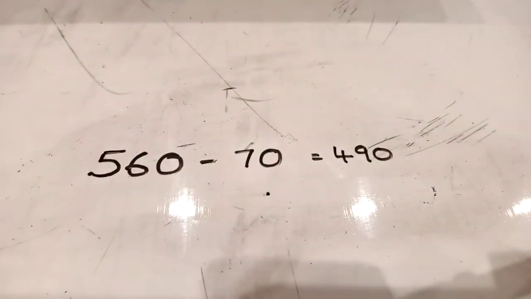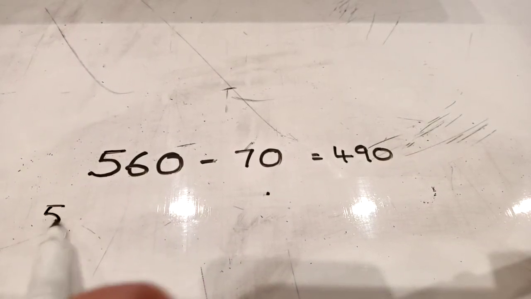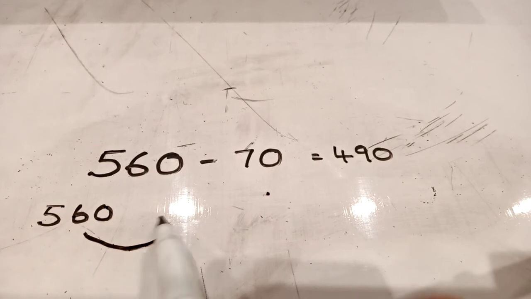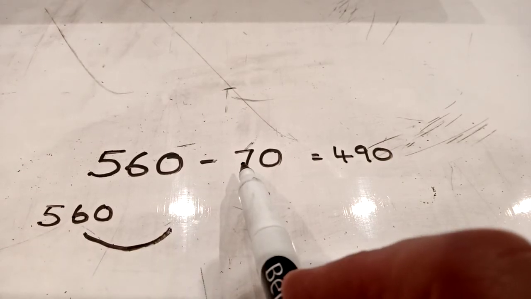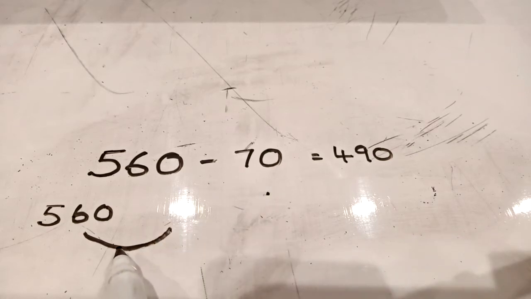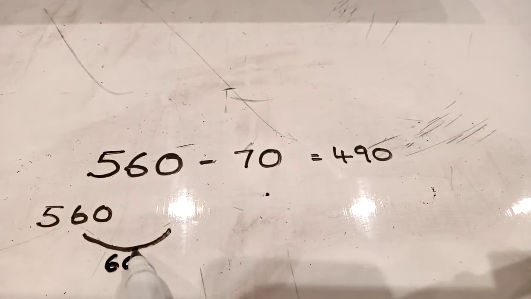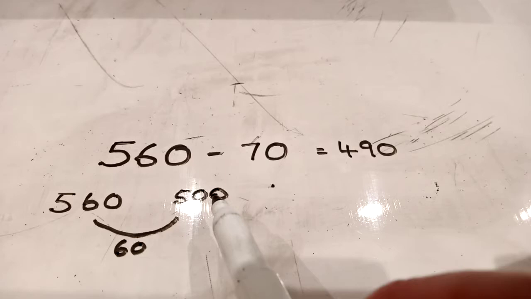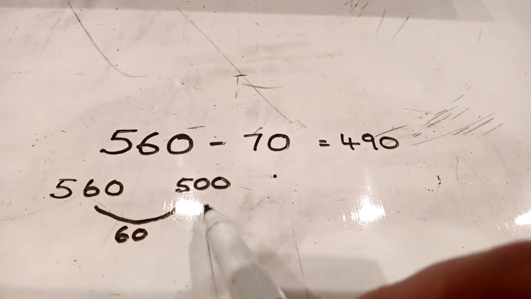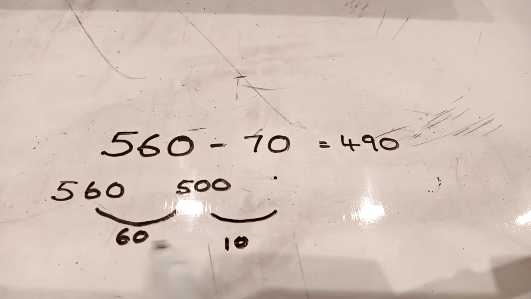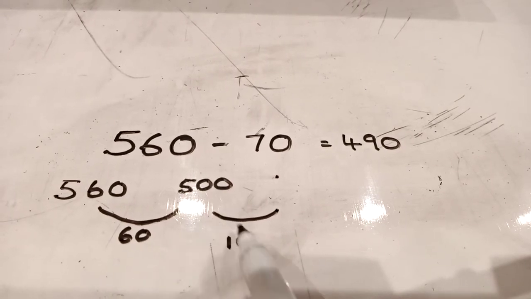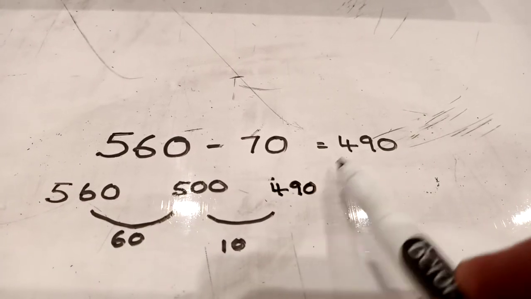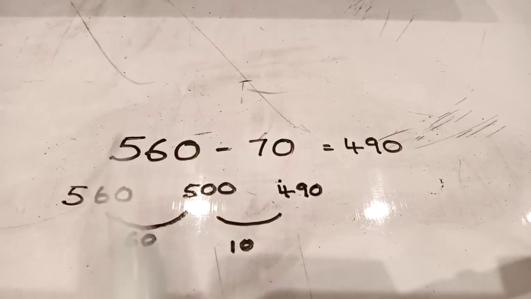Another way of doing it might be to use a number line. You go from 560 and you need to count back 70. Now, if I counted back 60, I'd get to 500, but I've got to count back 70, so I need to jump another 10. So 500 take away another 10 would be 490. And thank goodness they're the same answer. Okay, it's another way of doing it.